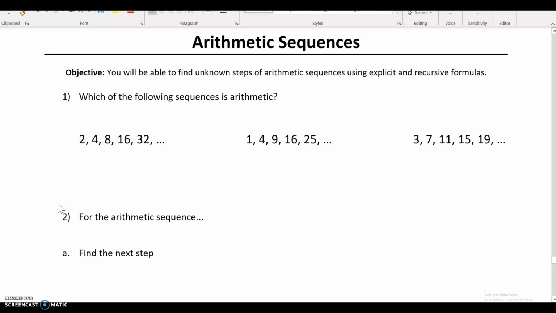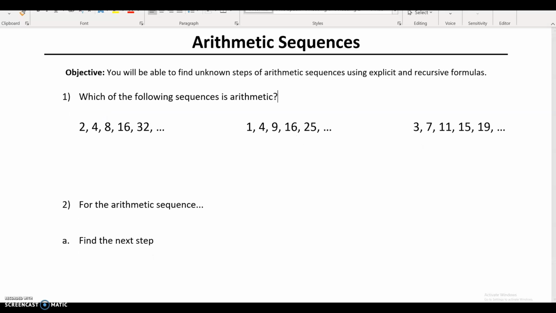And I know it looks like arithmetic, but it's arithmetic. So we've got a few sequences here. A sequence is just a list of numbers. It could also be a list of objects, like a visual pattern, but in this case, they're all numbers. And we're going to talk about which one of these, and only one of them, is in fact arithmetic. So what does that mean?